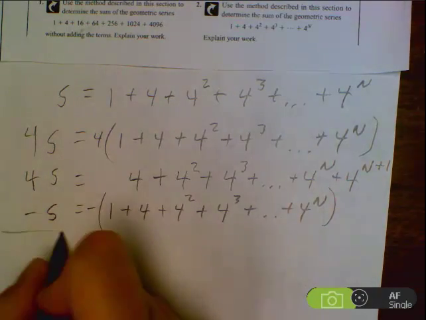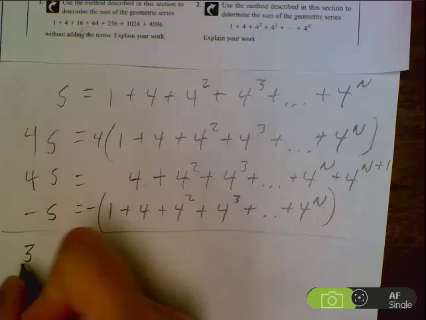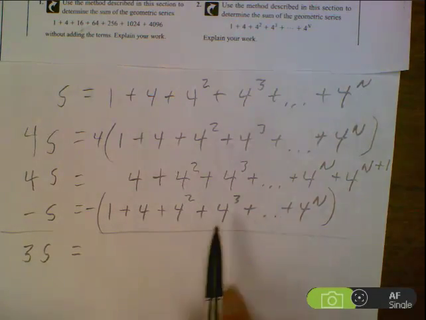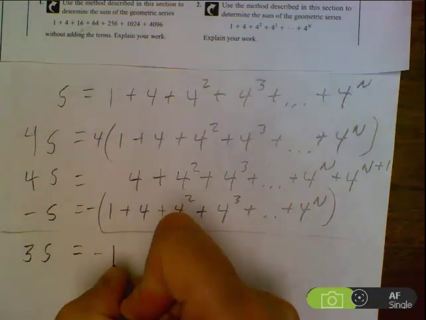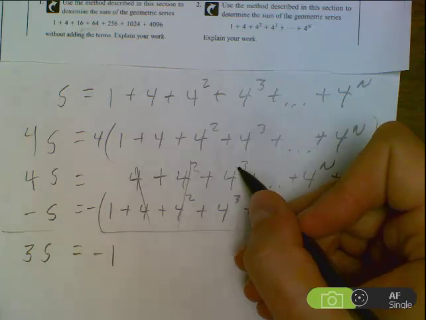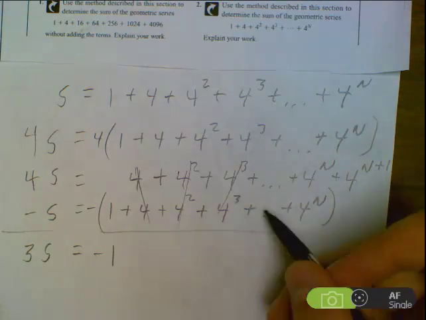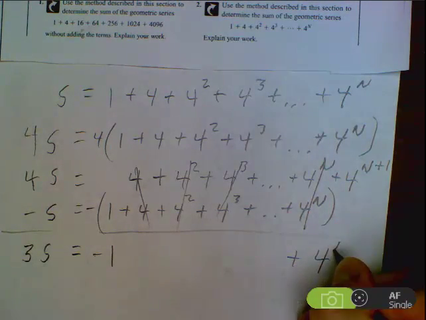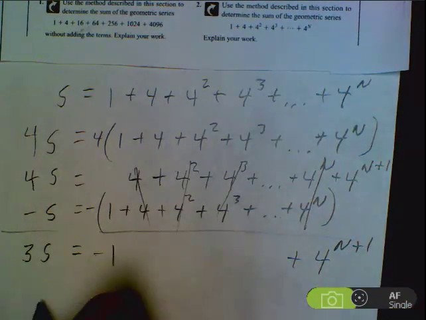So 4s minus s, again, is 3s equals, and now here's what's cool, a whole bunch of stuff cancels out. So we end up with negative 1, but then 4 minus 4 is gone, 4 squared minus 4 squared is gone, 4 to the third minus 4 to the third is gone, all the way to this one. So all we have left is plus 4 to the n plus 1.